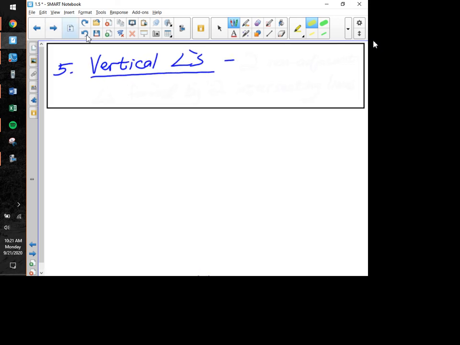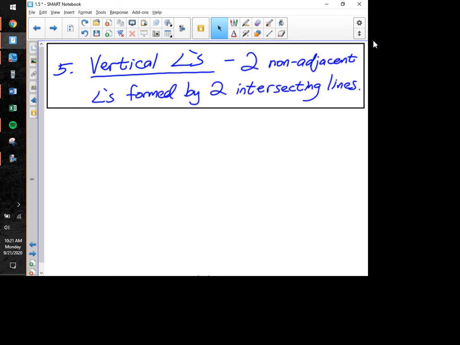This is one of the most important ones that we're going to see over and over and over again throughout the entire year, but luckily it's not that difficult, even though the name doesn't make a ton of sense. Vertical angles. Our definition of vertical angles is a little bit goofy, but the diagram makes a lot of sense. Two non-adjacent angles formed by two intersecting lines.